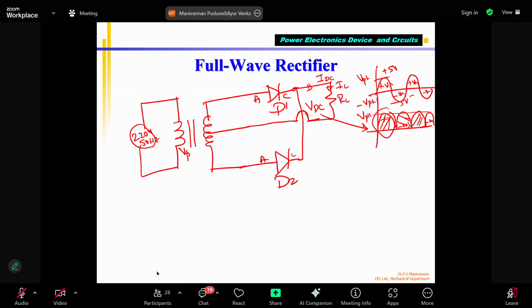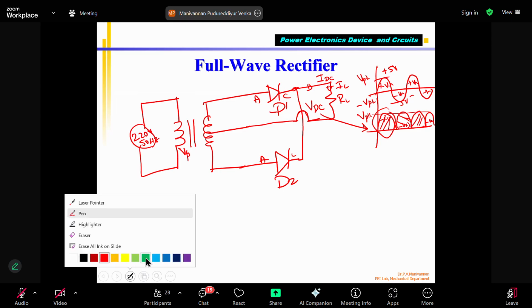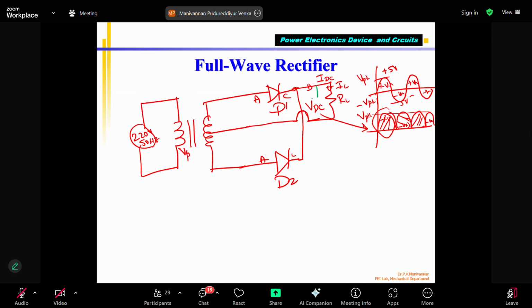Now, if I put a capacitor before the load, like this is my capacitor, what will happen? I will get a constant DC voltage, VDC, correct? And without load, already we saw, now with load. Why are we saying with load?